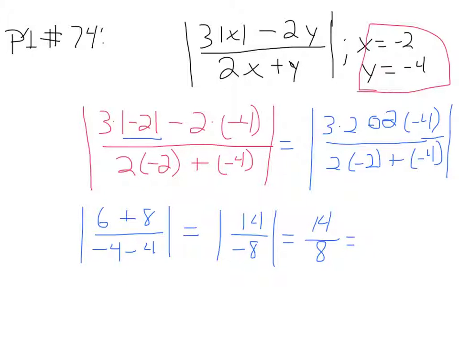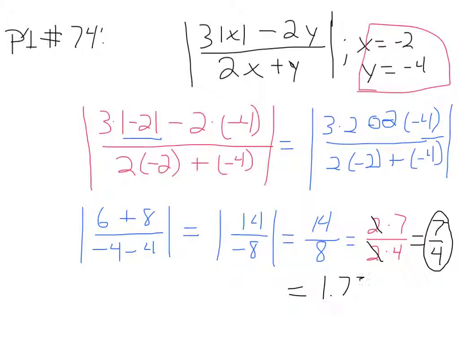Can this be simplified? Well, yes. 14 is 2 times 7, and 8 is 2 times 4. And now we have the same thing on the top and the bottom. Multiplication and division play nice, so that 2 and that 2 will cancel, leaving us with a final answer of 7/4. Okay? Or if you are a decimal type, 7/4 is the same thing as 1.75. And we're done.